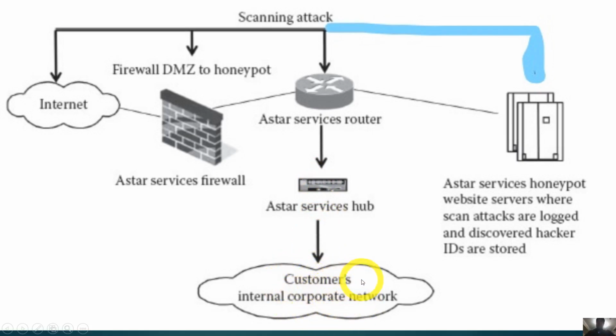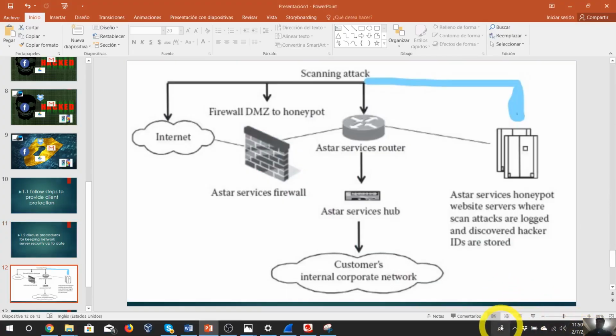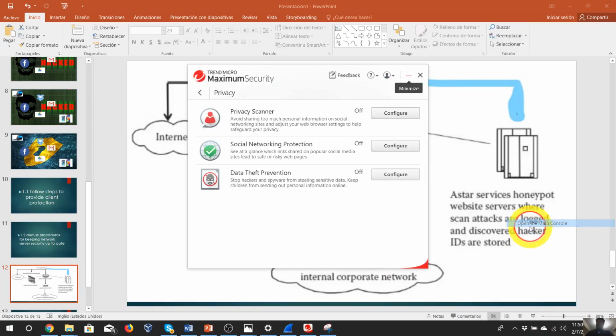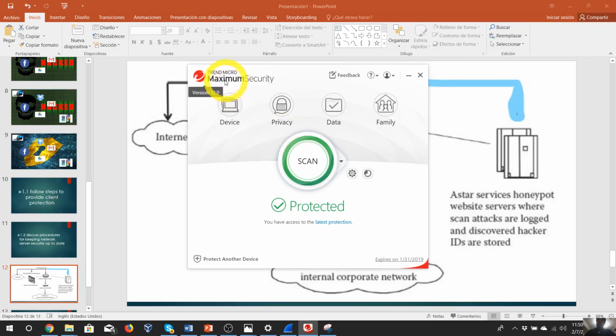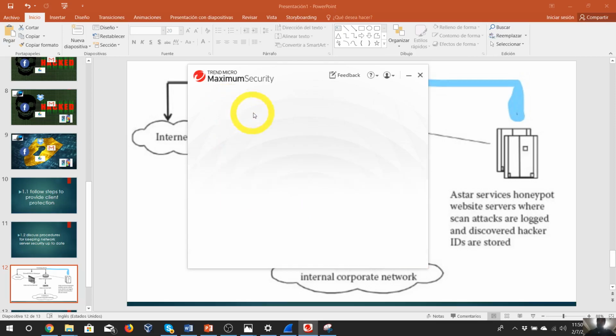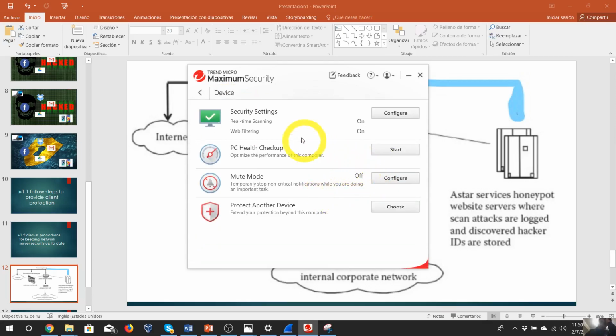So, how can we prevent that? Usually we can use antivirus too. In this case, for example, I will open my maximum security, which is Trend Micro, and you can activate the firewall in your own computer. For example, we can go to devices, and I usually have just the security settings here on, and we have a health checkout. I already did it. Well, these are just features that are not very important.